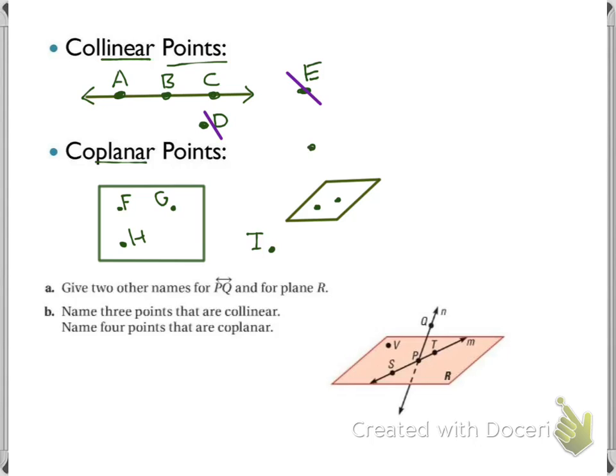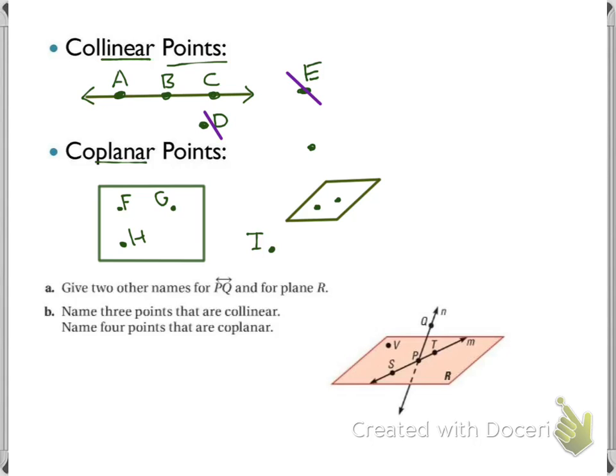Then I have this other point floating through space. It's not on the same plane, so they're not coplanar. Again, looks like that doesn't work as a reason. We have to have them sharing it. So let's start looking at naming some things. Give 2 other names for PQ and plane R.